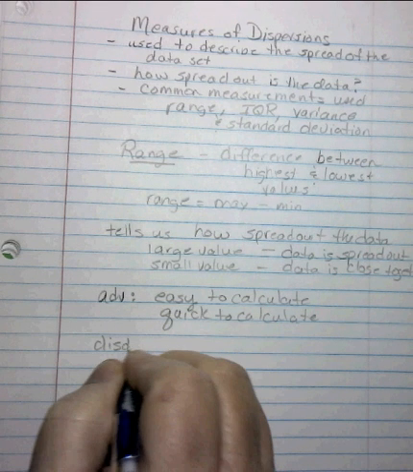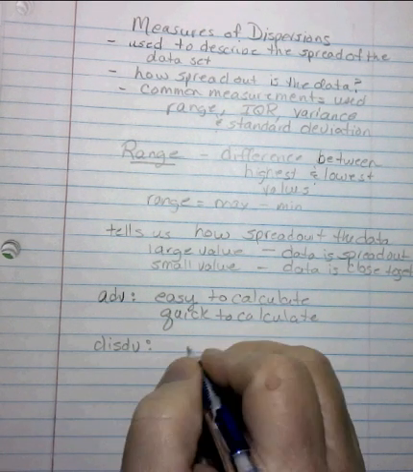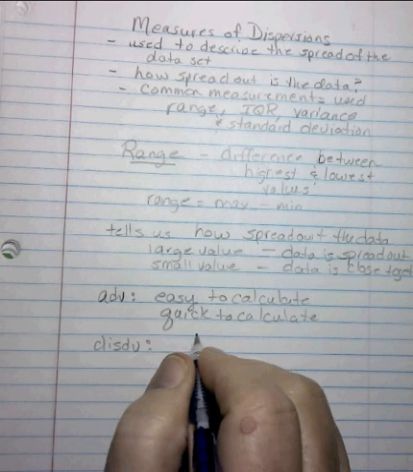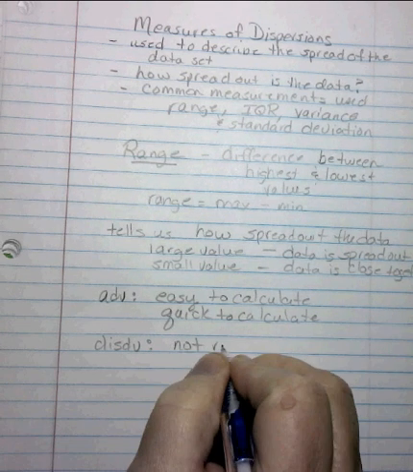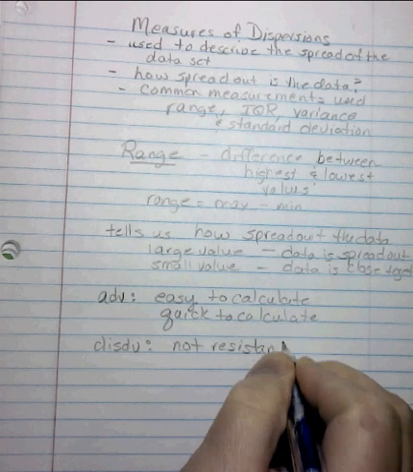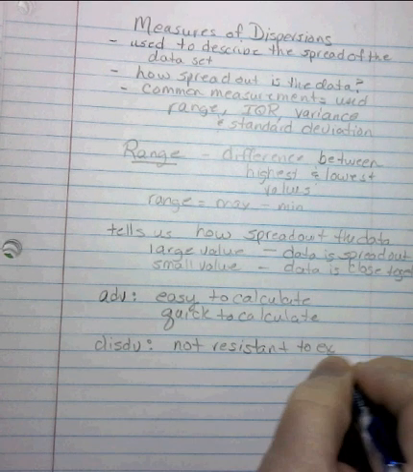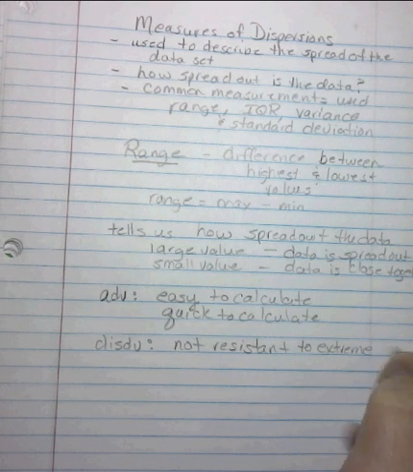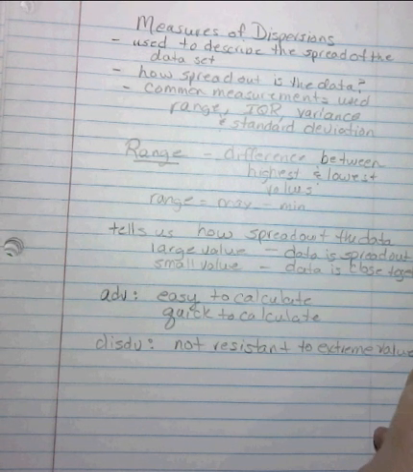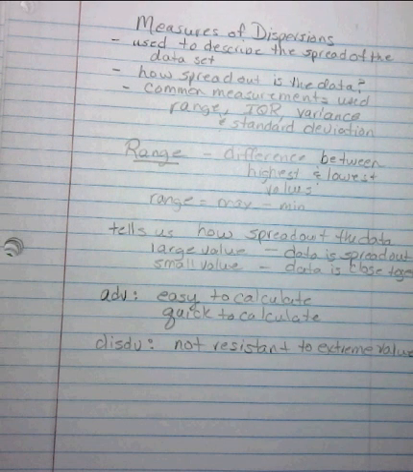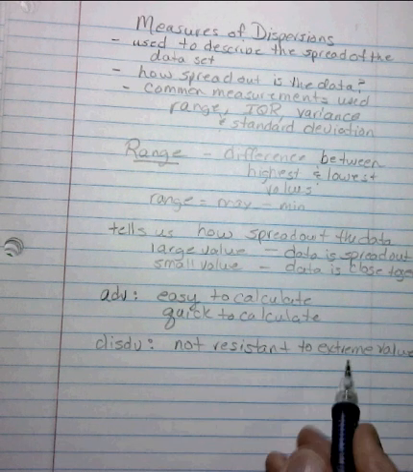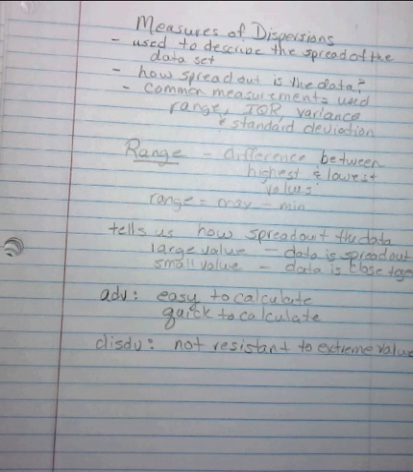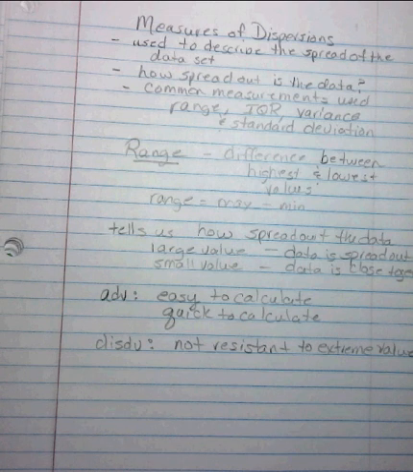Some disadvantages, however, are that it is not resistant to extreme values. And of course your extreme values are on the end. They're either high or low. Since you're using your max or your min to calculate your range, obviously you're going to be using your extreme values. So obviously they're going to be used when you calculate your range.